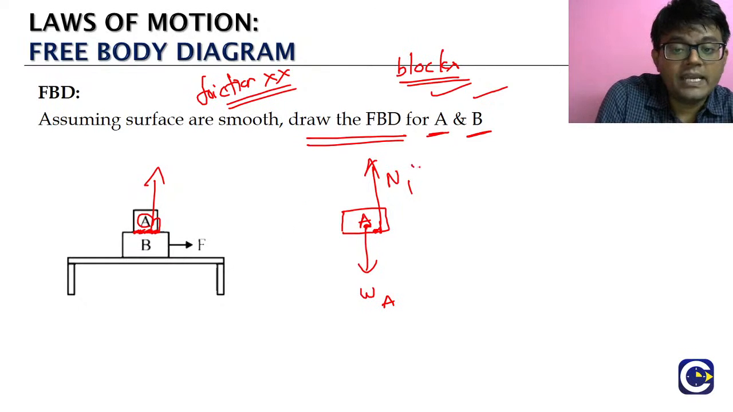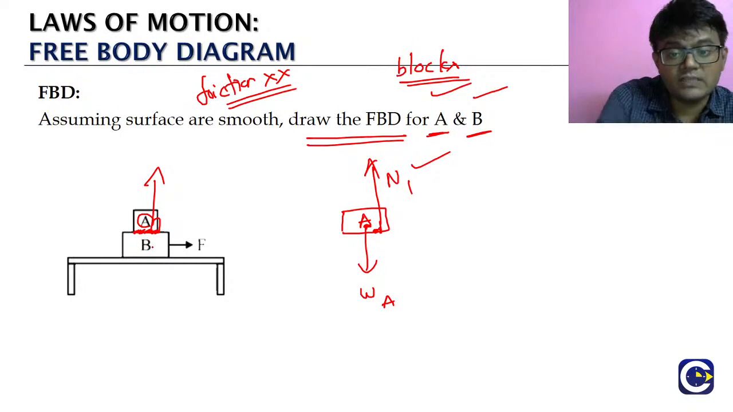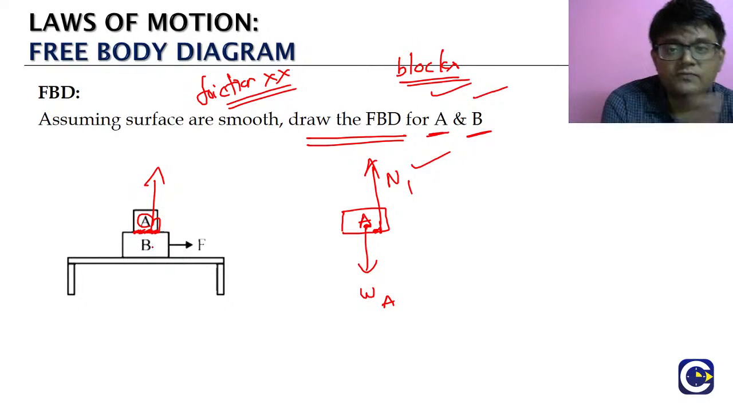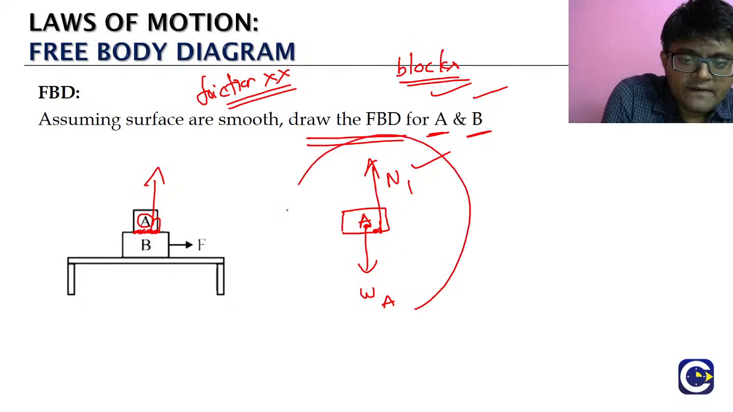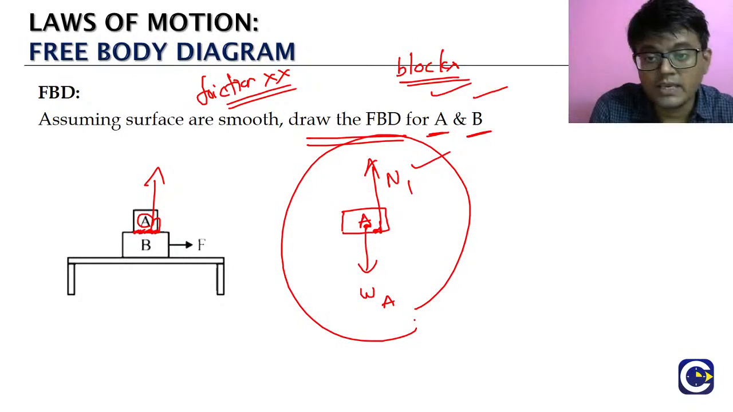So why are we calling it N1? Because we are going to have one more normal reaction. We are going to draw the free body diagram for block B also, right? There we are going to get one more normal reaction. That is why we are using the symbol N1 for this normal reaction. Done. This is the free body diagram for block A. Based on the diagram, we can study the motion of block A.